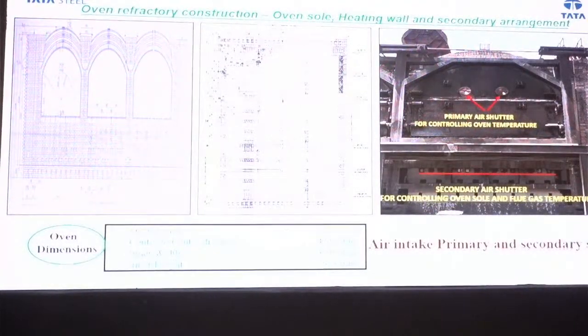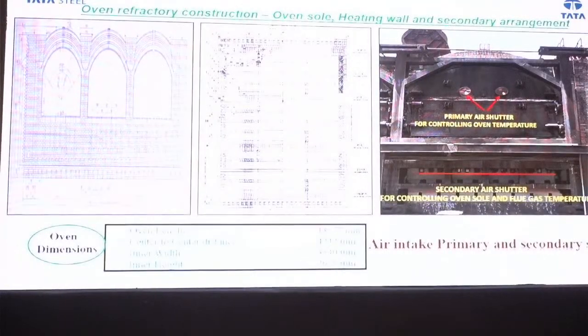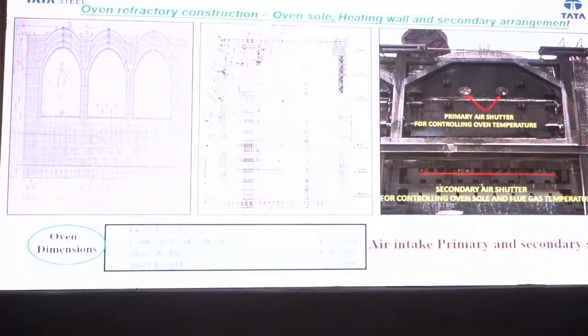This is the basic design of our non-recovery coke plant, where the air control is from two points: one is primary, from the door, and another is secondary, from the sole. These are the two points where we control the air for our process, and the left side is the design of our batteries.